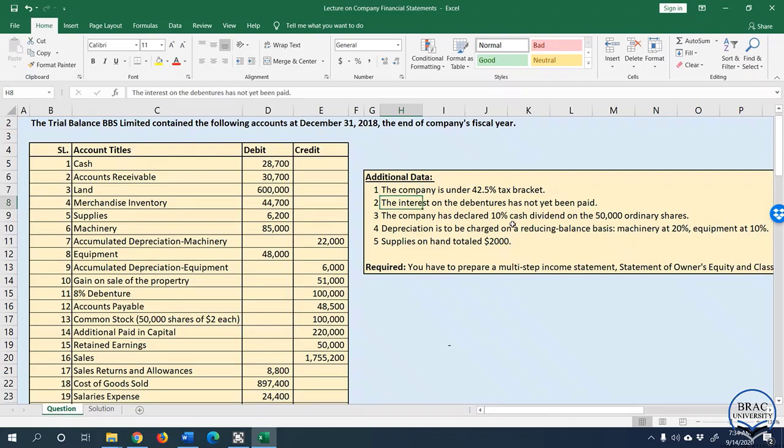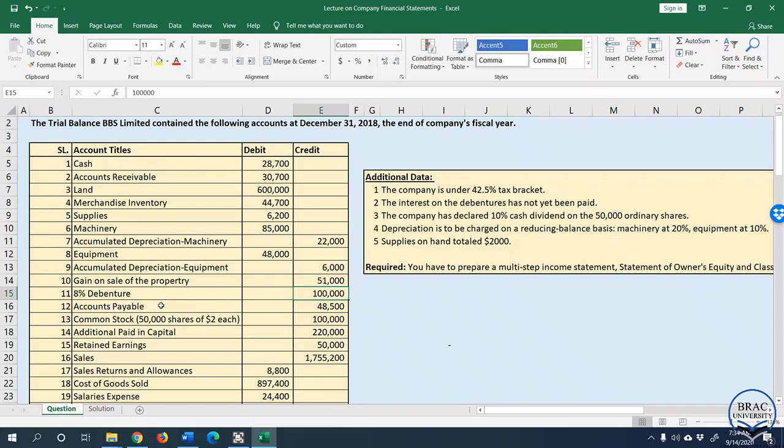What is debenture? Debenture is one type of bond that is unsecured. That means it has less security than the other types of bonds. If you check thoroughly, we can see that we have a debenture known as 8% debenture having a value of 1 lakh. 8% debenture of 1 lakh means that you have to pay 8% interest against the debenture every year.